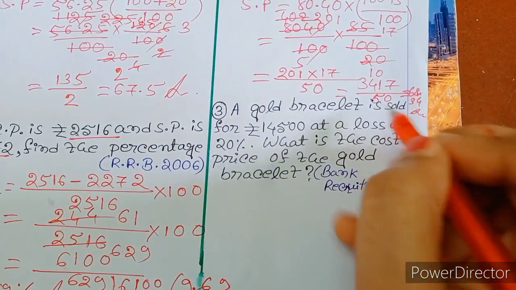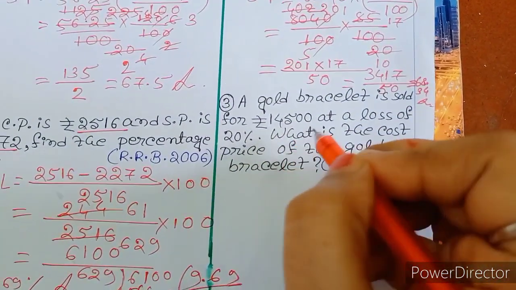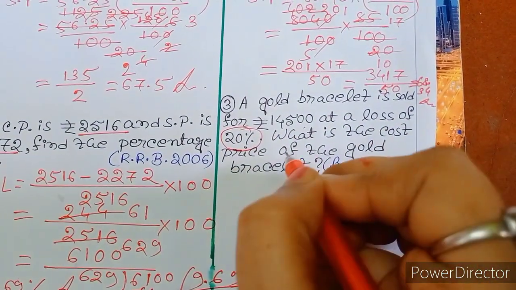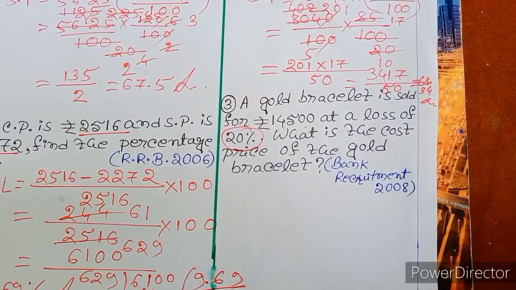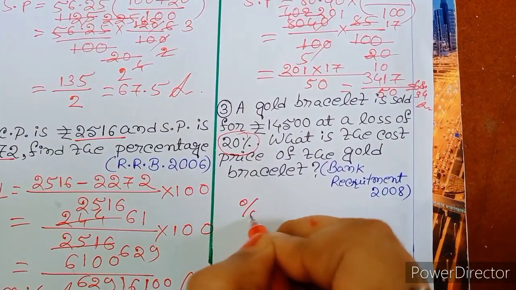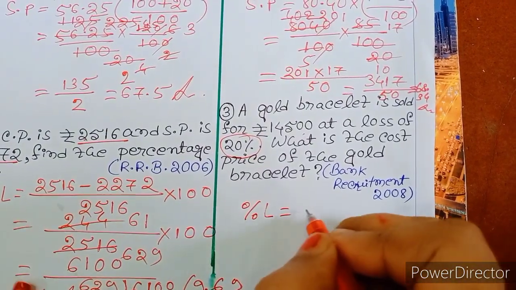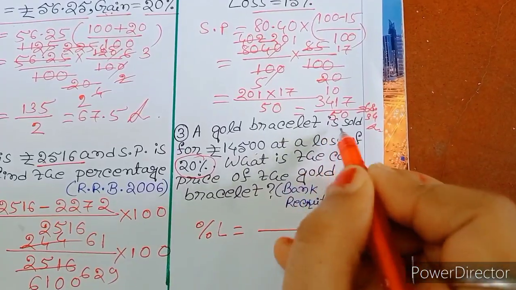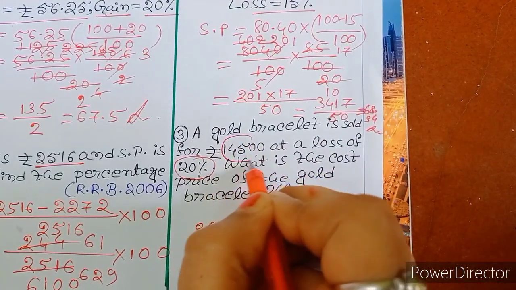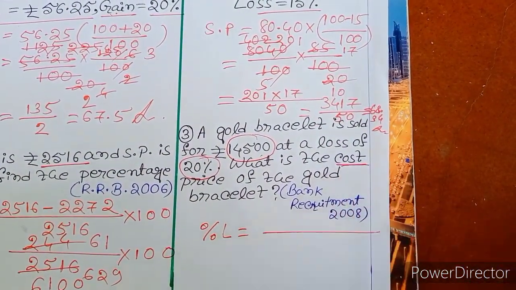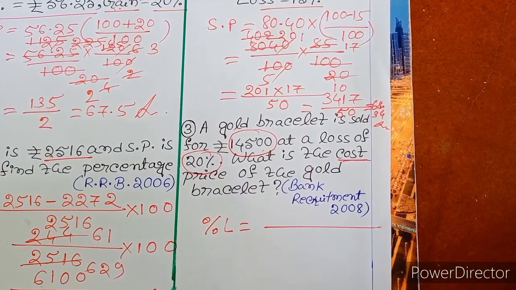A gold bracelet is sold for 14,500 at a loss of 20%. What is the cost price of the gold bracelet? Here also they say the loss. So we know the formula. Percent loss equal to cost price minus selling price by cost price. Here selling price equal to 14,500 and we find the cost price.